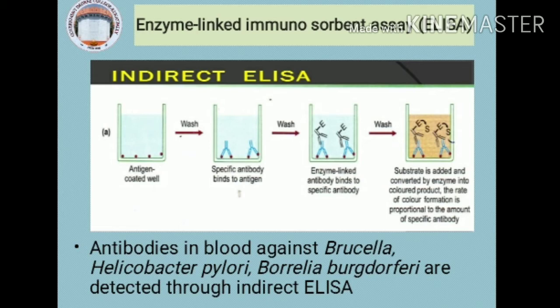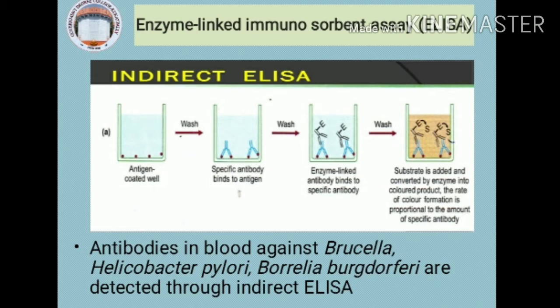If the specimen contains antibodies, they attach to the well, then it is washed and treated with anti-human immunoglobulin antibody conjugated to enzyme. After incubation, it is washed with buffer. Then finally, colorless substrate is added.